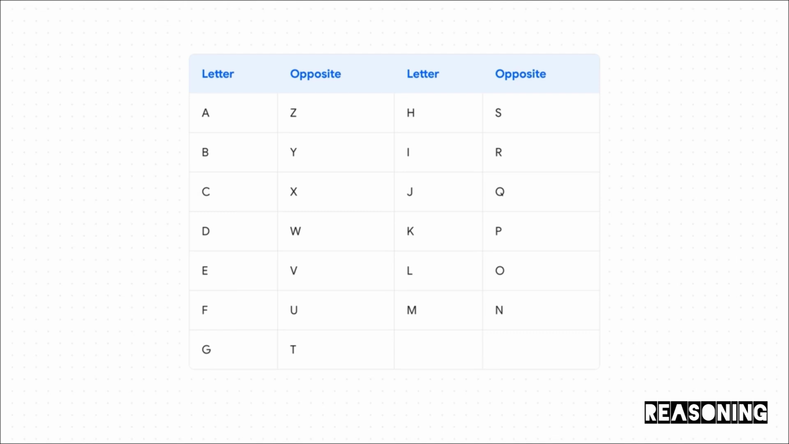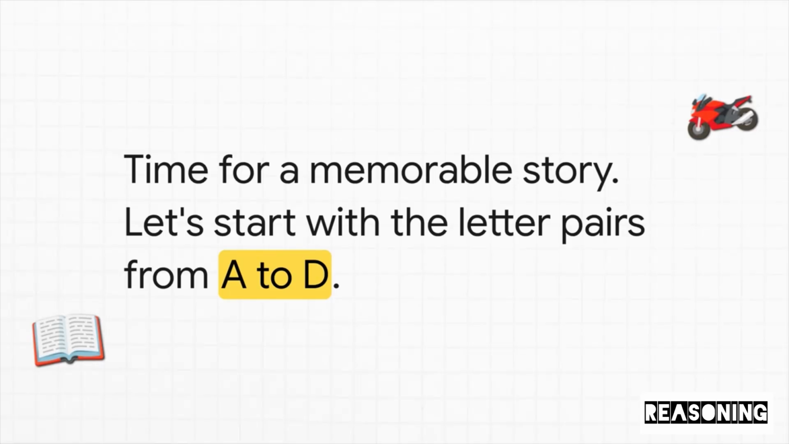Okay, so on your screen right now, you can see the complete list of all the opposite pairs. A is opposite Z, B is opposite Y, and so on. Now, I know it might look like a lot, but please don't get intimidated. We are going to learn all of these with a really, really interesting story. Just take a quick look at the table first. All right, it's story time.